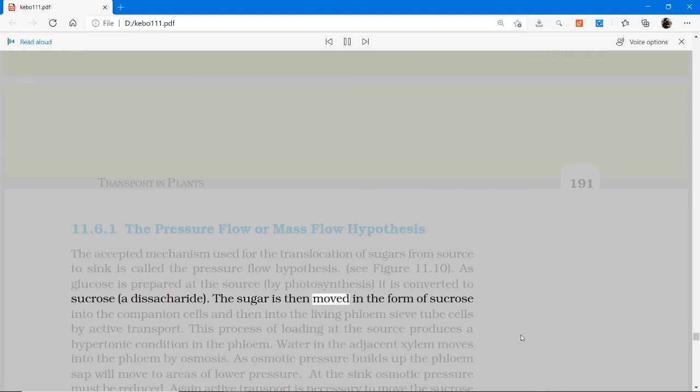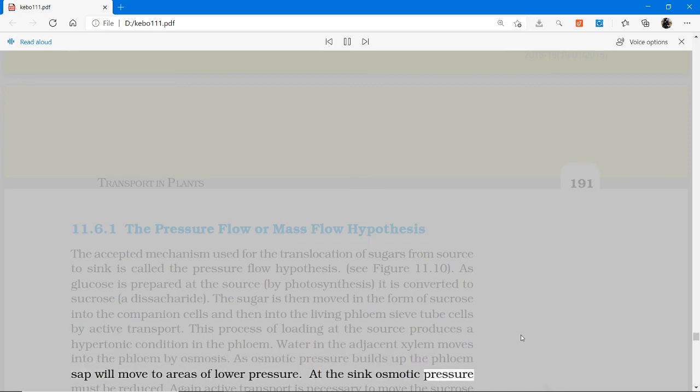The sugar is then moved in the form of sucrose into the companion cells and then into the living phloem sieve tube cells by active transport. This process of loading at the source produces a hypertonic condition in the phloem. Water in the adjacent xylem moves into the phloem by osmosis. As osmotic pressure builds up, the phloem sap will move to areas of lower pressure.